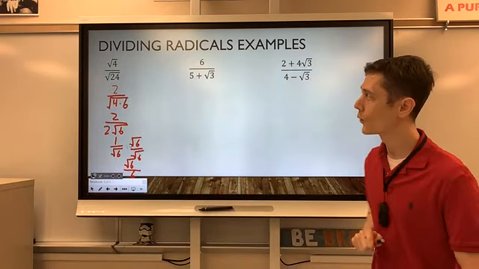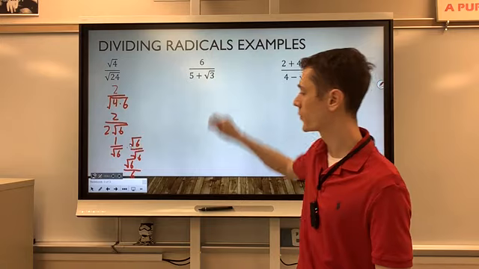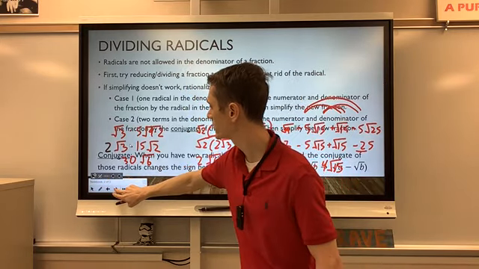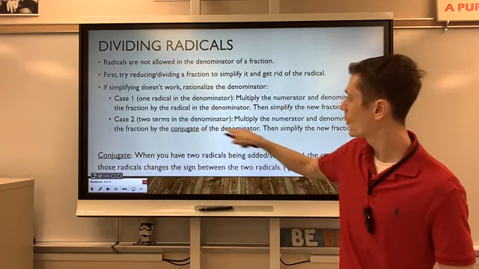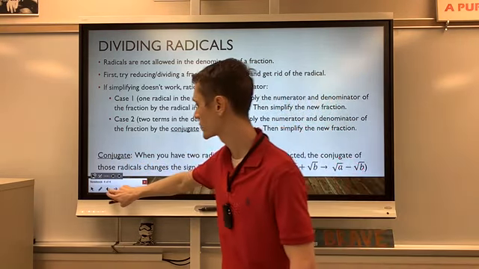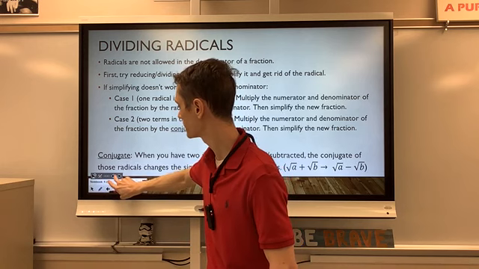This one is the tougher case. This is the case where we have two terms with one of them being a radical. So this is now the case 2 situation where I need to multiply the numerator and denominator by the conjugate. So I want to make sure you can see the conjugate carefully.